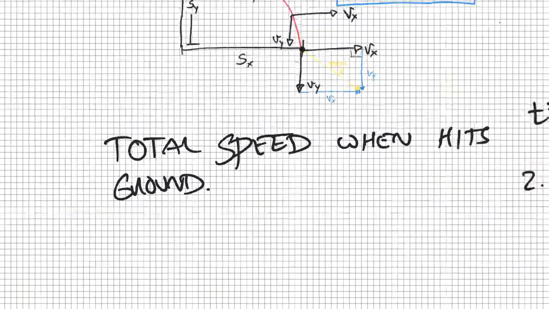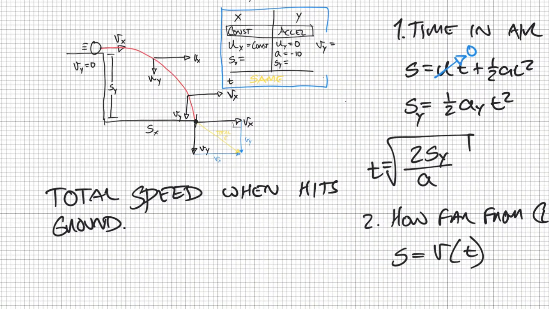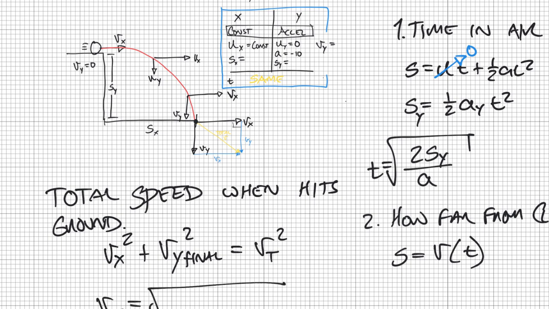So the total speed when it hits the ground: the velocity in the x, because that's constant, squared, plus velocity in the y final, right before it hits the ground, squared, equals velocity total squared. So velocity total, not squared, equals the square root of my velocity in the x squared plus my velocity in the y final squared. So that's how I'm going to solve for that. And if I needed to know the angle, I could just use the idea of vectors again in solving for this angle there. But that's a cliff problem, and that's very similar no matter what.